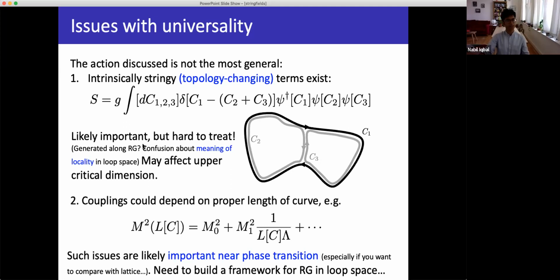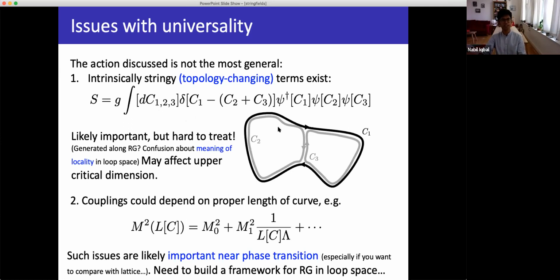It's really kind of hard to deal with though, because first of all, I am not sure whether this really exists. There's some confusing discussion about what is locality in loop space? Is this local or not? I don't really know. There's 3 integrals, but it's a delta function, but it's a weird delta function. You can really wonder whether this term should be allowed or not by the principles that I've put down. So this is some confusion that I have, but it's likely important, but we don't know how to treat it systematically yet. We're working on it. It is possible to treat it systematically, I think, but we've not done it yet.